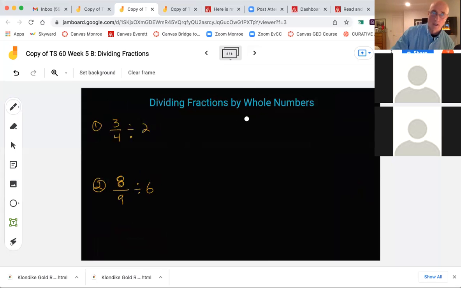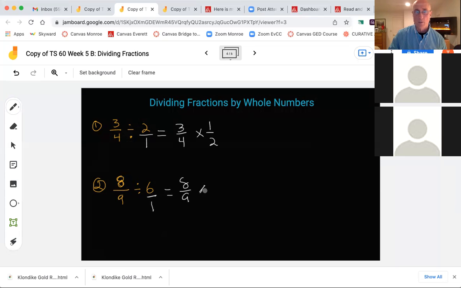Now, again, it'll be the same idea here, okay? In case you're wondering, well, what if I'm dividing the fraction by the whole number? Is that any different? No, I'm just going to put it over 1, and then I would rewrite the equation like this. 3/4, that's the first one, times the reverse of 2 over 1, which is 1 over 2, okay? And then I would proceed from there. Again, second one, put it over 1 equals 8/9 over 1 times 1 over 6. Okay, I think you have the idea.